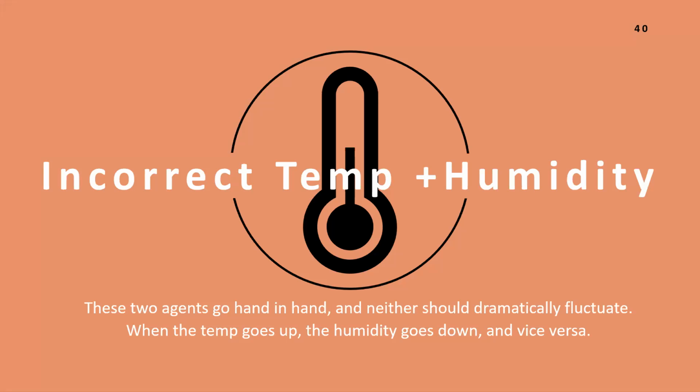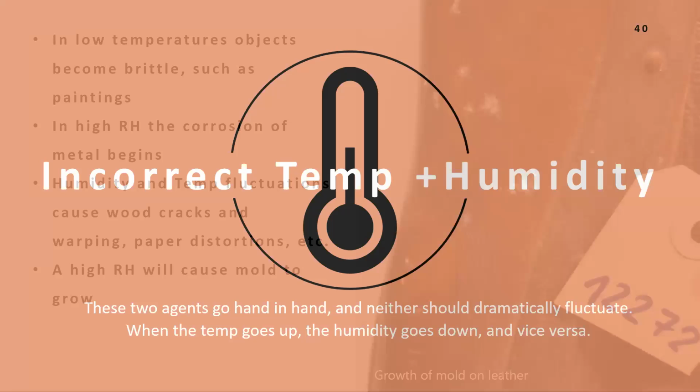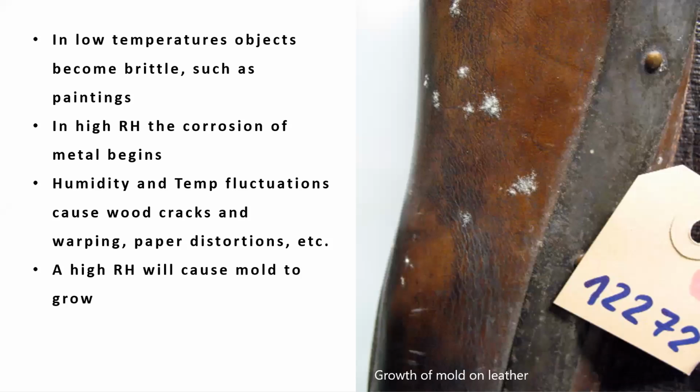The last two we'll talk about are incorrect temperature and humidity. I paired these together because these agents go hand in hand, and in this sense, neither should dramatically fluctuate. When the temperature goes up, the humidity goes down and vice versa. But these can be absolutely detrimental to your collections because in low temperatures, some objects become brittle, such as paintings. In high humidity, the corrosion of metal begins, and humidity and temperature fluctuations can cause wood cracks and warping, paper distortion, a whole whack of issues.